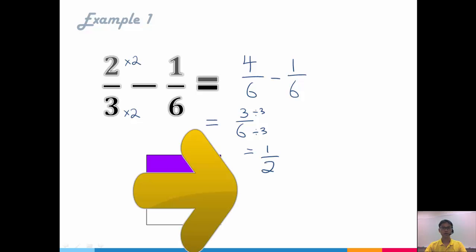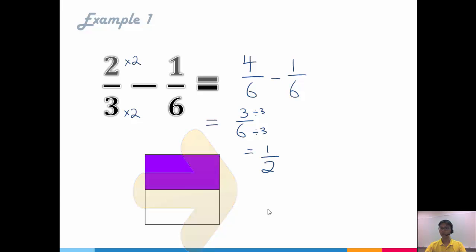Look at this diagram. So I have 2/3 initially. I want to minus off 1/6, but I can't, so I change them to 6 instead. So now I have 4/6 minus off 1. I'm left with 3/6, 3 out of 6 equal parts. Simplify it, it becomes half. I hope it makes it clear for you.